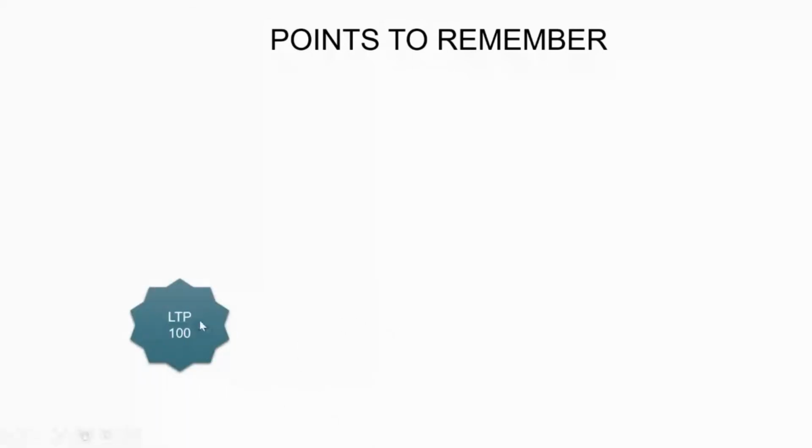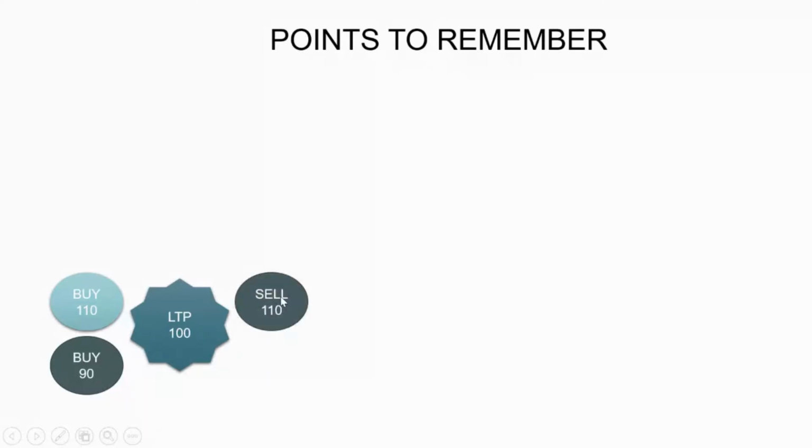better. Suppose the last trade price of a share in the market is 100 rupees. There are four types of orders that can be placed in this scenario. A buy order for this share at a price equal or above 100 rupees, let's say 110 rupees. Second, we can also place a buy order for this share at a price equal or below 100 rupees, say 90 rupees. Then we can have a sell order for this share at a price equal or above 100 rupees, let's say 110 rupees. And lastly, we can also have another sell order for this share at a price equal or below 100 rupees, let's say 90 rupees.